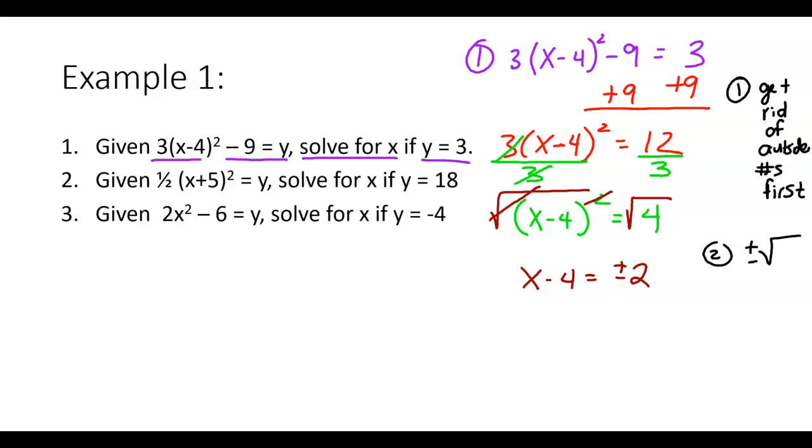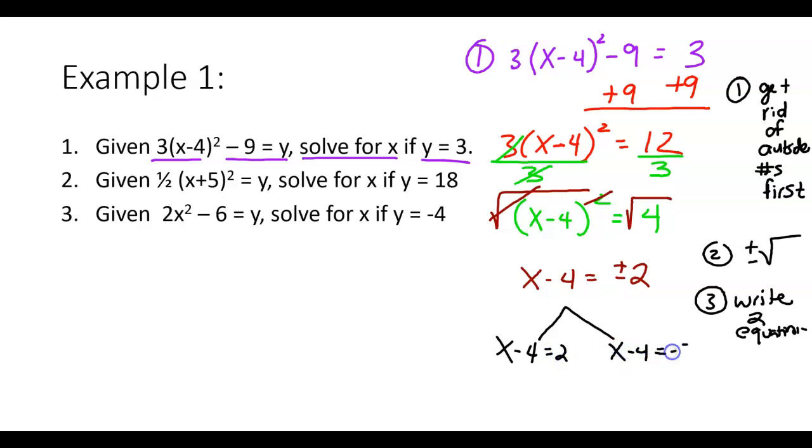All right. So step 1, get rid of the numbers outside the square root first. Step 2, take a square root on both sides and then make one plus and minus. All right, now since we have a plus and a minus, what we're going to do is write two equations. I'm going to do x minus 4 is equal to a positive 2, and x minus 4 is equal to a negative 2. And then we're going to solve. So here we'll add 4 on both sides.